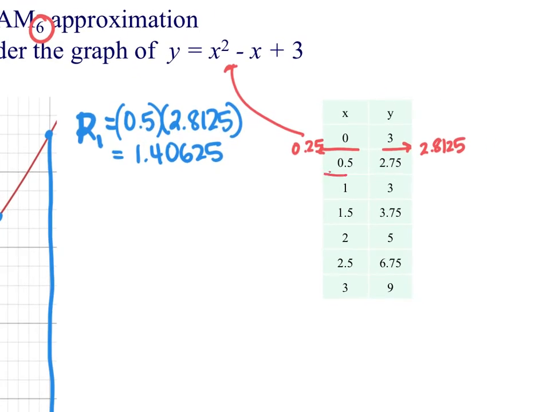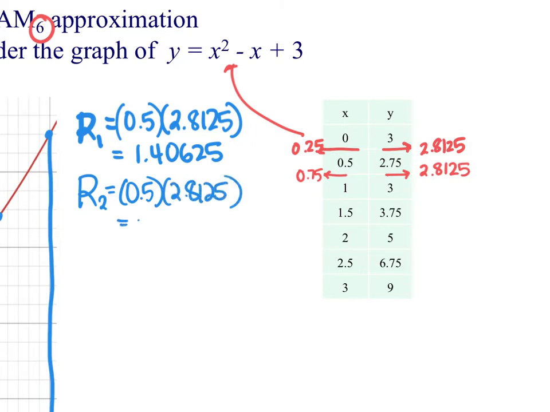So I'm going to add 0.75 between those two, which means I'm going to get a number between those two. I'm going to plug in 0.75, which gives me 2.8125 again. So my rectangle 2 is another base of 0.5 times 2.8125. So it's the same thing for my second rectangle because they're the exact same shape.